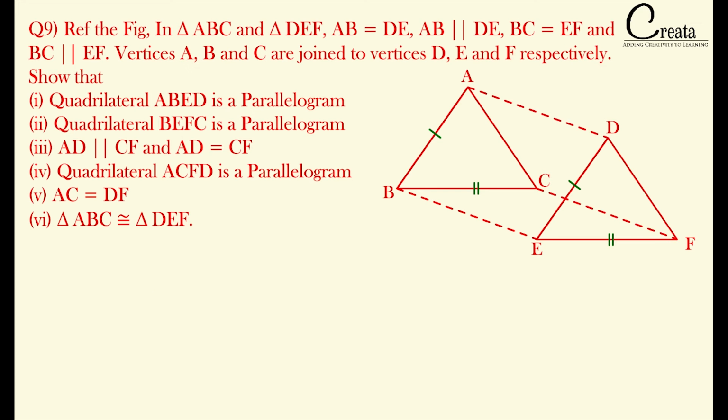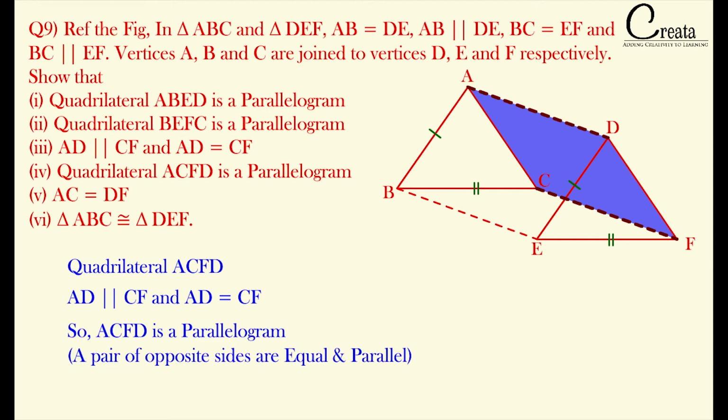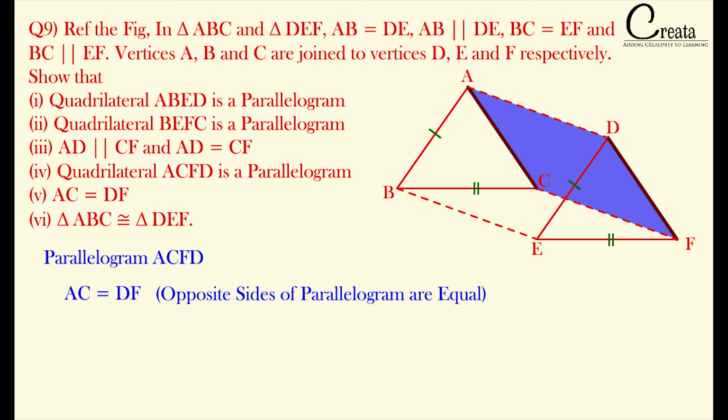In the fourth part, we have to prove quadrilateral ACFD is a parallelogram. So this is the quadrilateral ACFD. In the third part, we have proved AD and CF are equal and parallel. And we know when one pair of opposite sides are equal and parallel to each other, the quadrilateral is a parallelogram. So we can say ACFD is a parallelogram. Simple, very easy. In the fifth part, we have to prove AC is equal to DF. Just now we have proved ACFD is a parallelogram, and we know the opposite sides of a parallelogram are parallel and equal. So we got AC is equal to DF. That is the fifth part of the question.